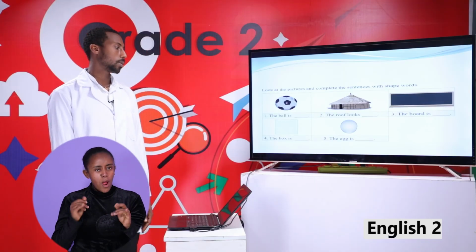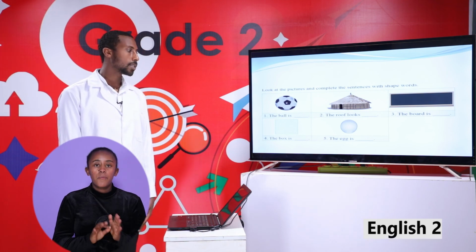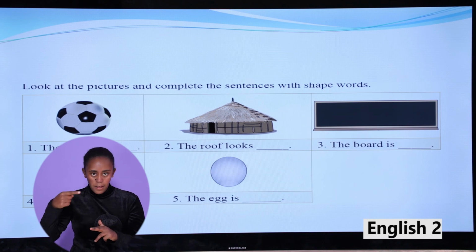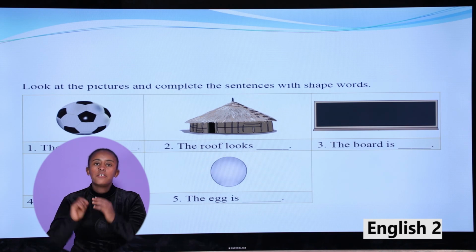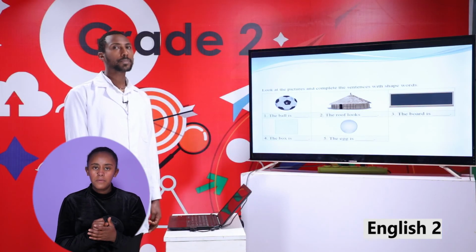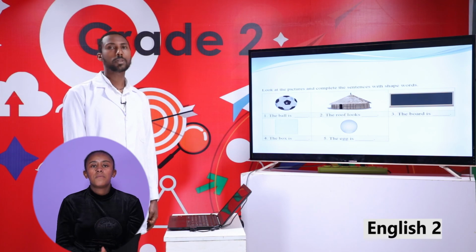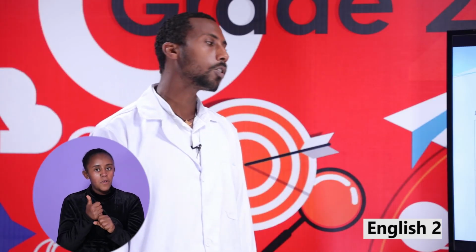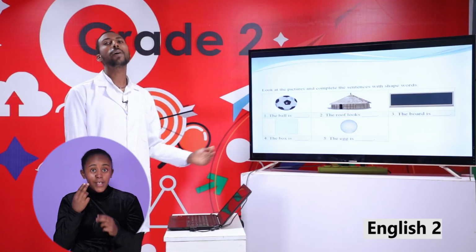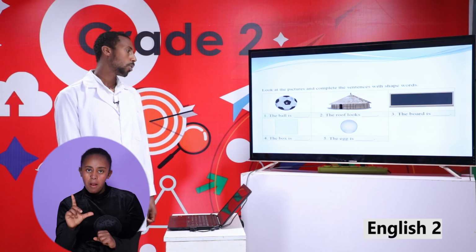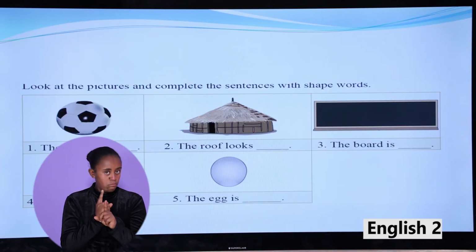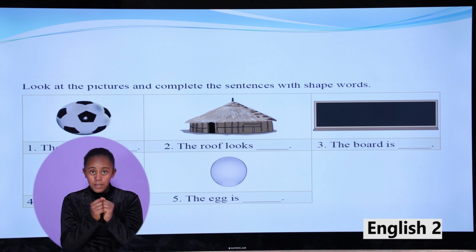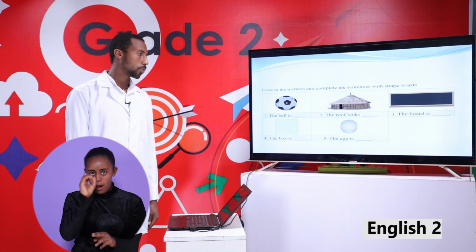Okay, let us go to the last question. The last question, number five, says the egg is dash. So, what will be the answer for this question? Student, I give you 10 seconds, try to do this question. Well done. The answer is what? Oval. Because the egg has an oval shape. You are right. So when you read the sentence together, the egg is oval.